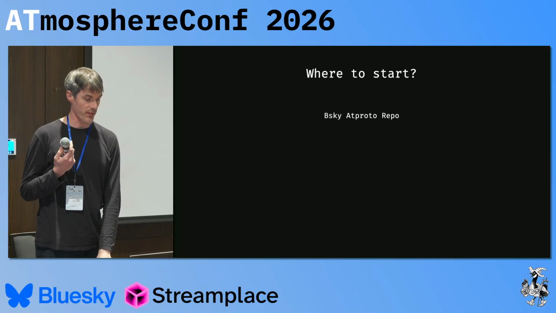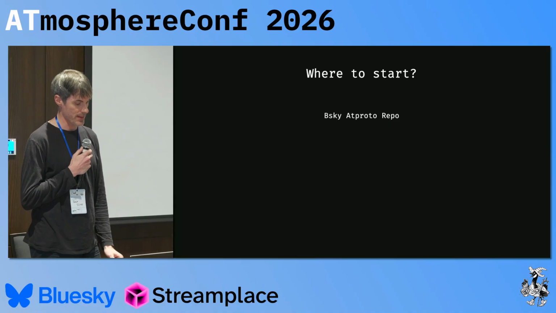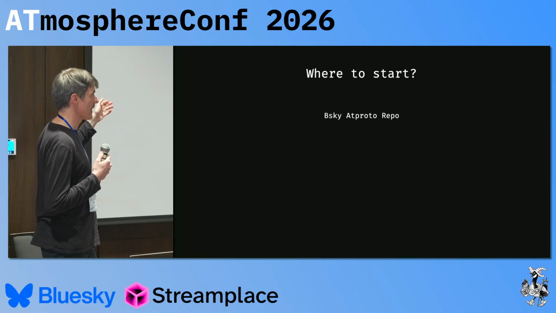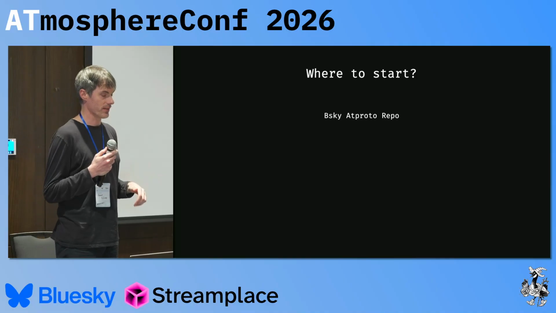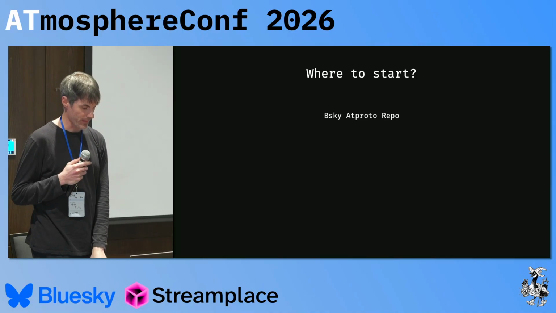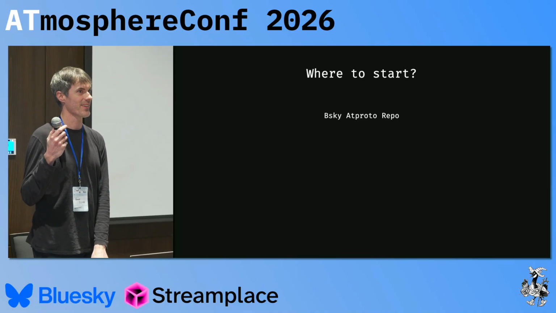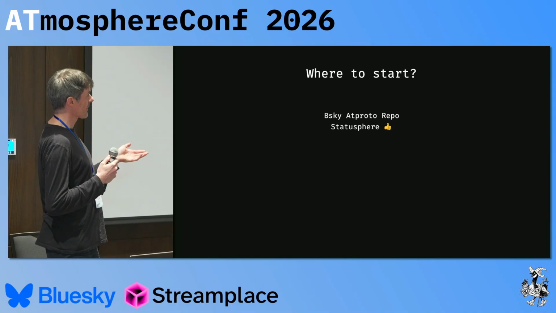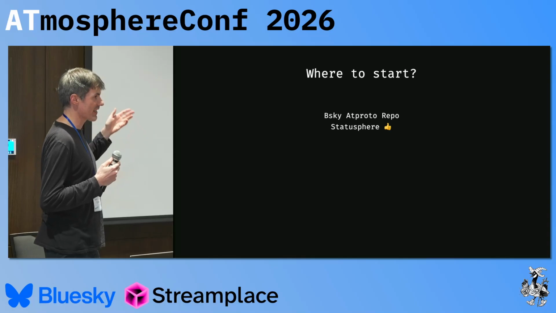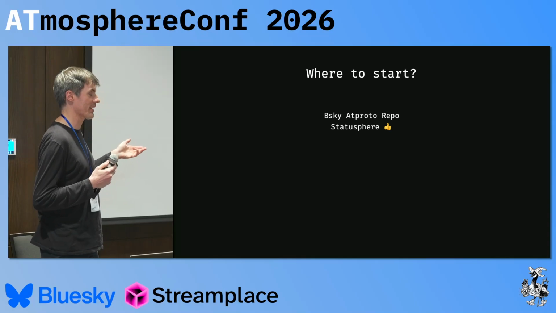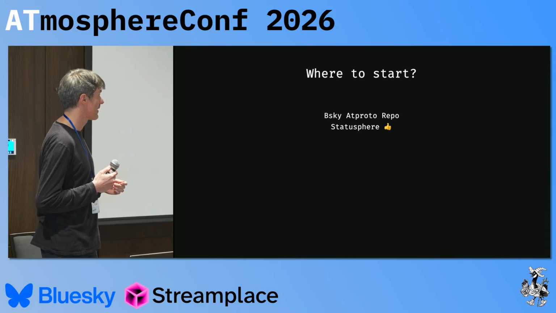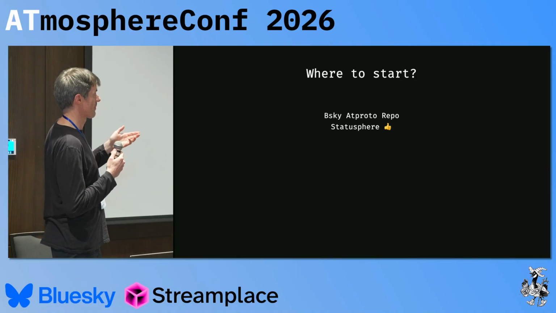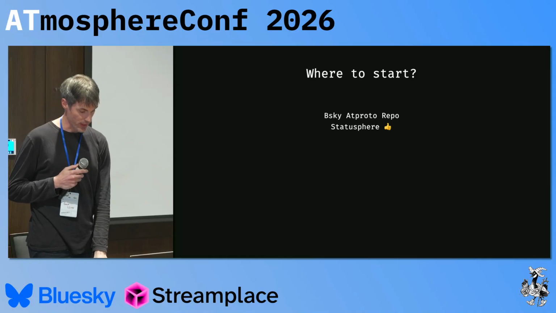So where can you get started if you want to build your own app view? The main reference repo is the AppProto repo that is essentially the backend for Bluesky. How many people have spent a lot of time digging through that code? Yeah. There's Statusphere, but it's pretty basic. It just has a single create operation, so it's not really that much going on. And obviously, you want your app to be a lot richer than Statusphere.